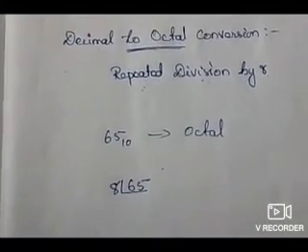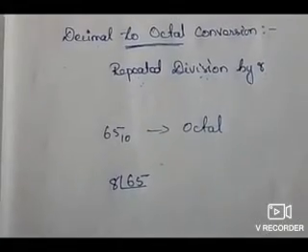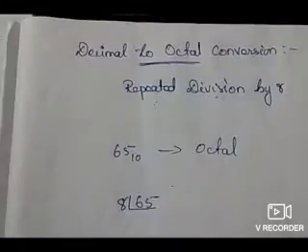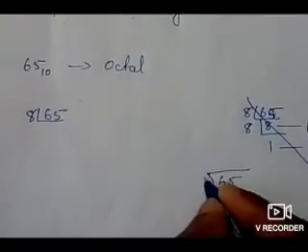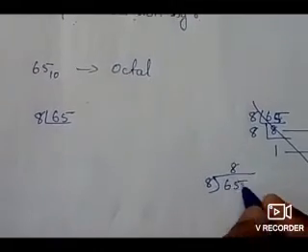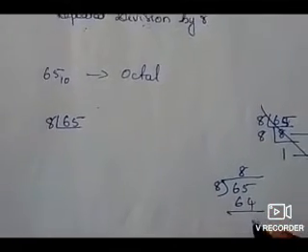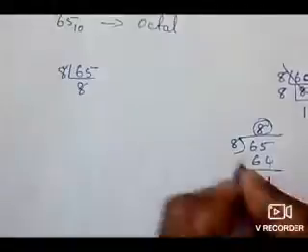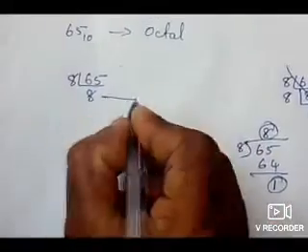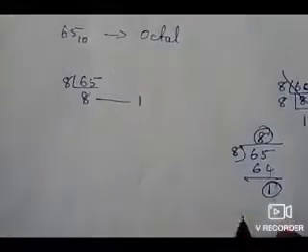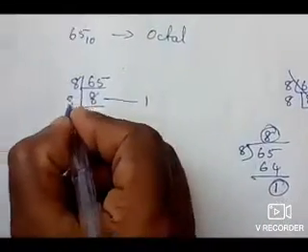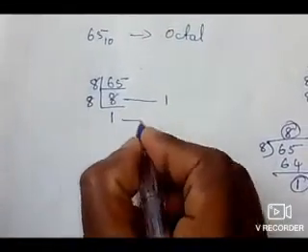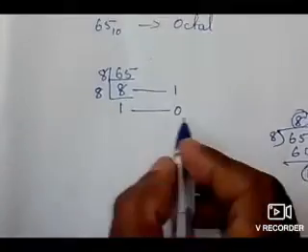If you feel difficulty, you can use this method. 65 divided by 8: 8 8s are 64, remaining 1. Then write this quotient value here, draw one line and write this remainder value. Understand? Then again divide by 8. 1 8 is 8, remaining 0, draw one line and write.